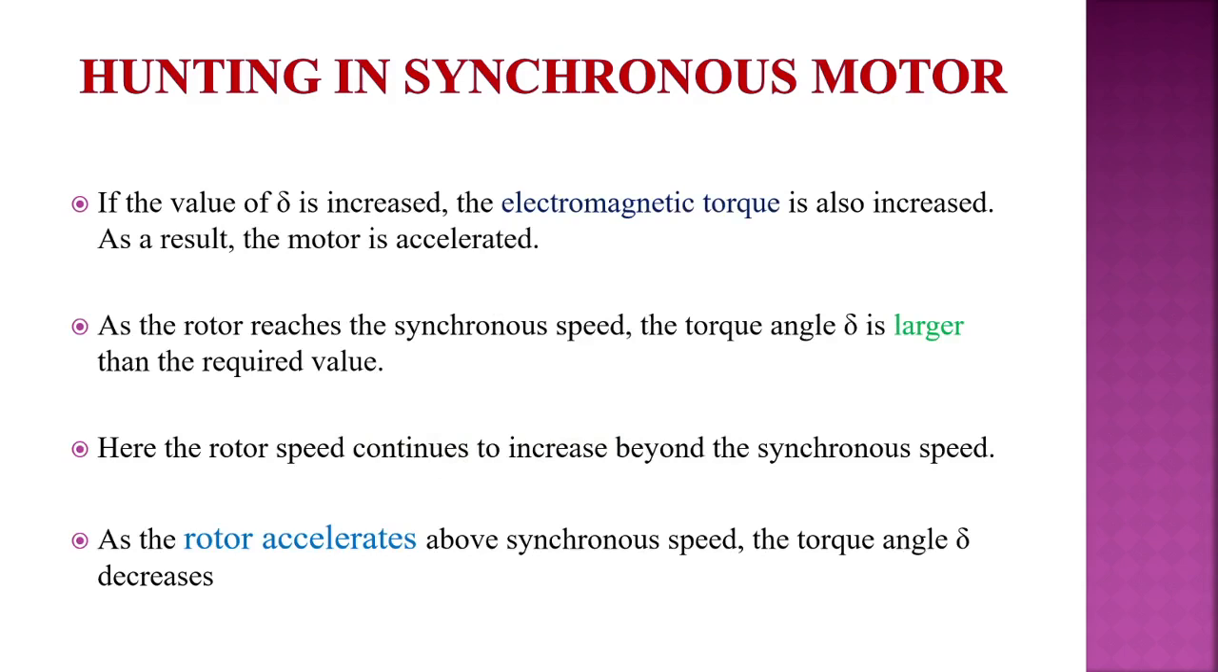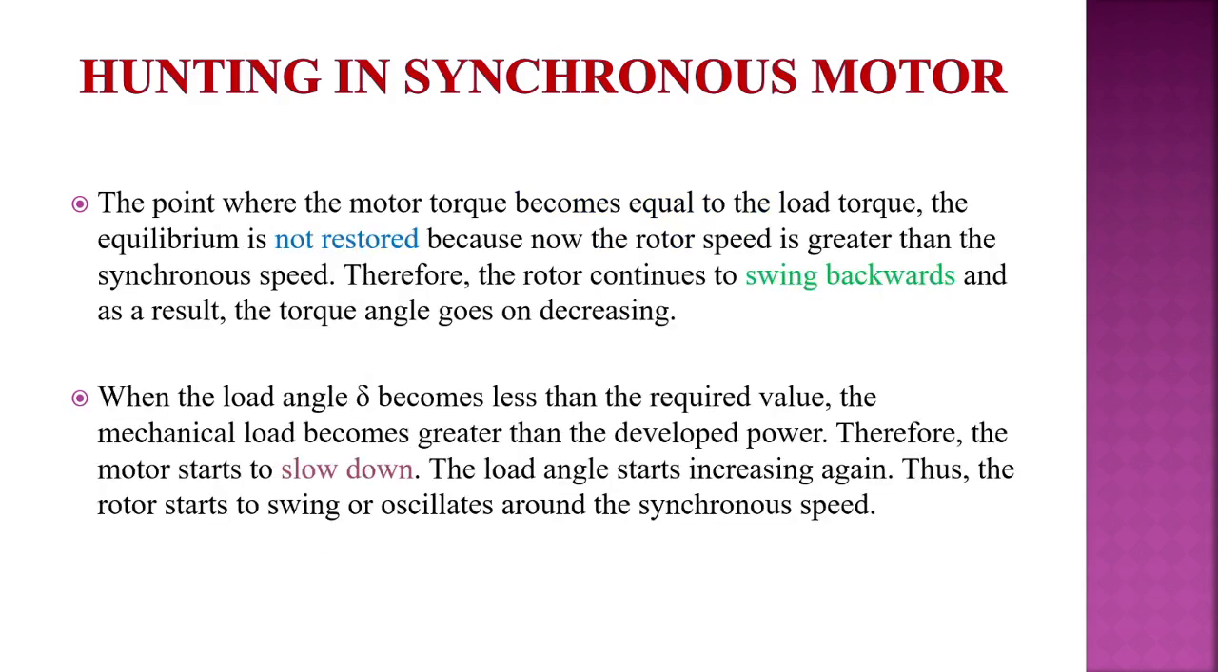If the value of delta is increased, electromagnetic torque is also increased. So as a result, the motor will get accelerated. As the rotor reaches the synchronous speed, torque angle delta is larger than the required value. Now the rotor speed continues to increase beyond the synchronous speed. As the rotor accelerates above synchronous speed, torque angle delta will decrease. At the point where the motor torque becomes equal to the load torque, equilibrium is not restored because now the rotor speed is greater than the synchronous speed. So the rotor will continue to swing backwards and as a result torque angle goes on decreasing.